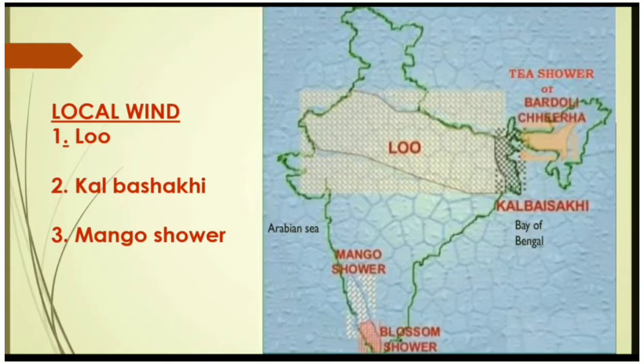Third is Mango Showers. This wind blows in the southern part of India, especially in Karnataka and Kerala. It causes a little bit of rainfall. At this time, mango crops are ready in South India. When this rain occurs, it ripens the mango. So because of that, it is known as mango shower. But it is also helpful for the crops like tea and coffee. Learn the definition of these three winds.